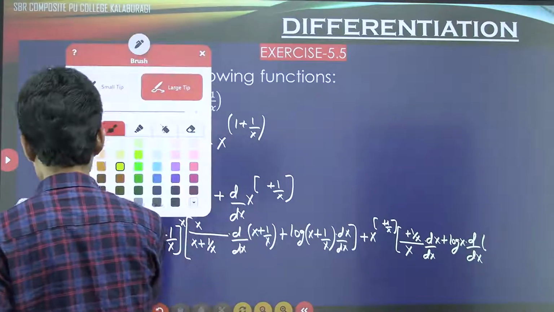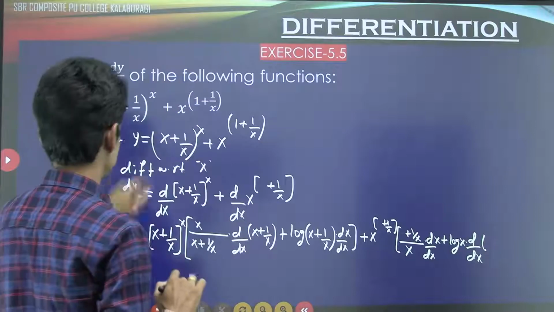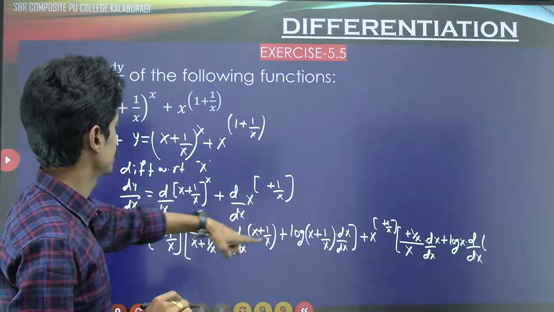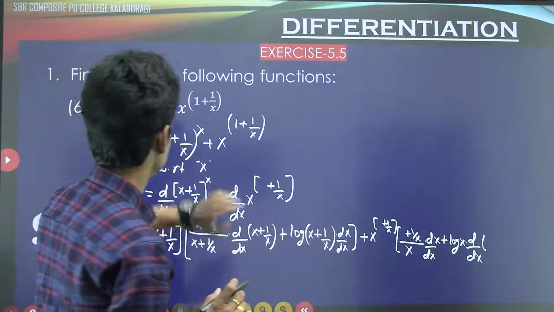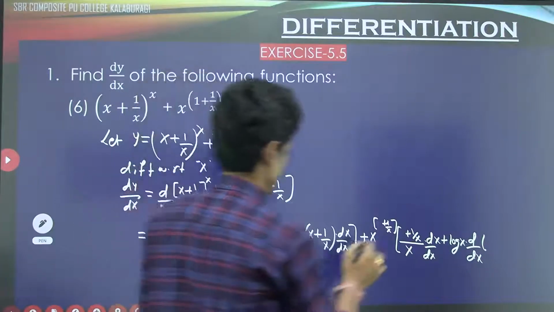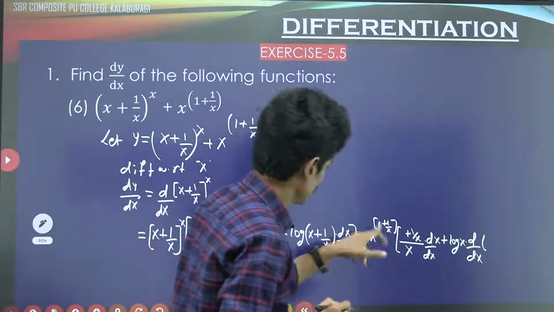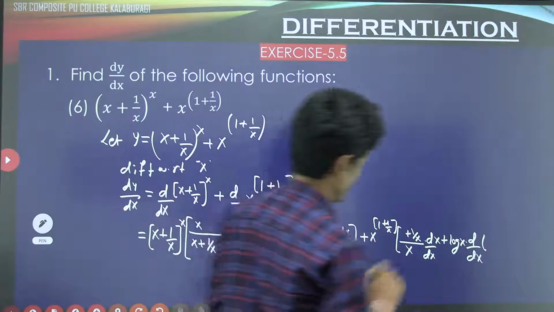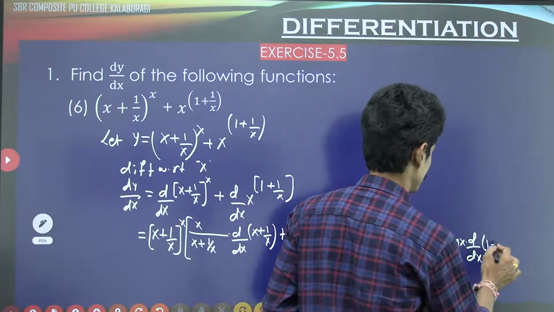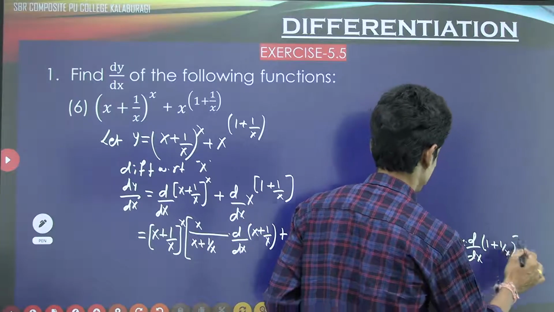Now balance it. Once you check it: base, power, power by base, derivative of base, log of base, derivative of power. Here x power 1 plus 1 by x we have. Don't make a mistake: x power 1 divided by x, x power, this is 1 plus 1 by x. Derivative also 1 plus 1 by x. Now it will be correct.